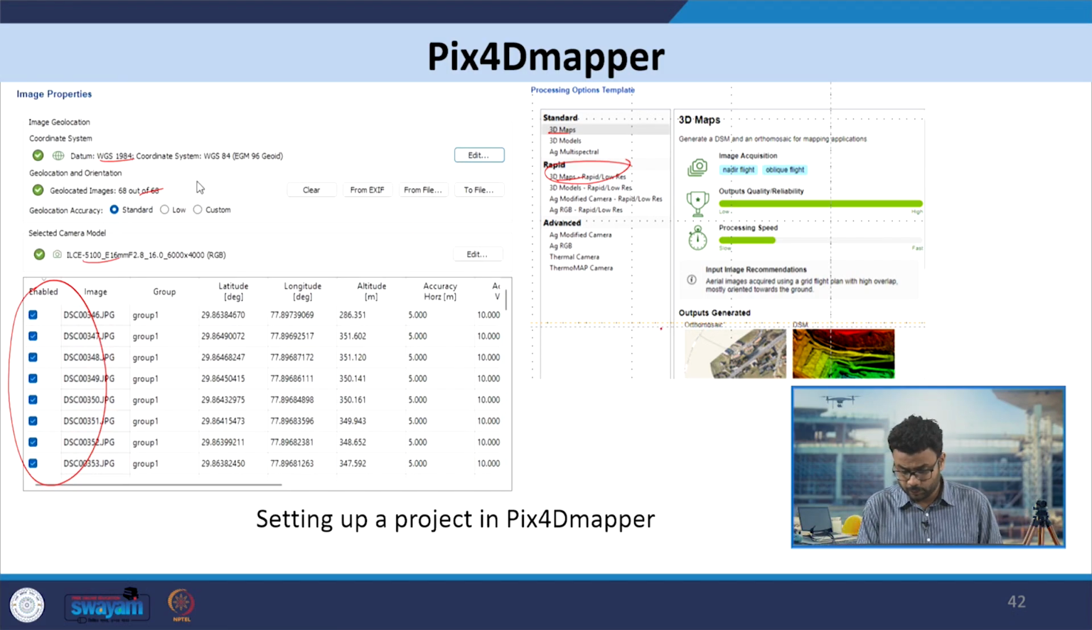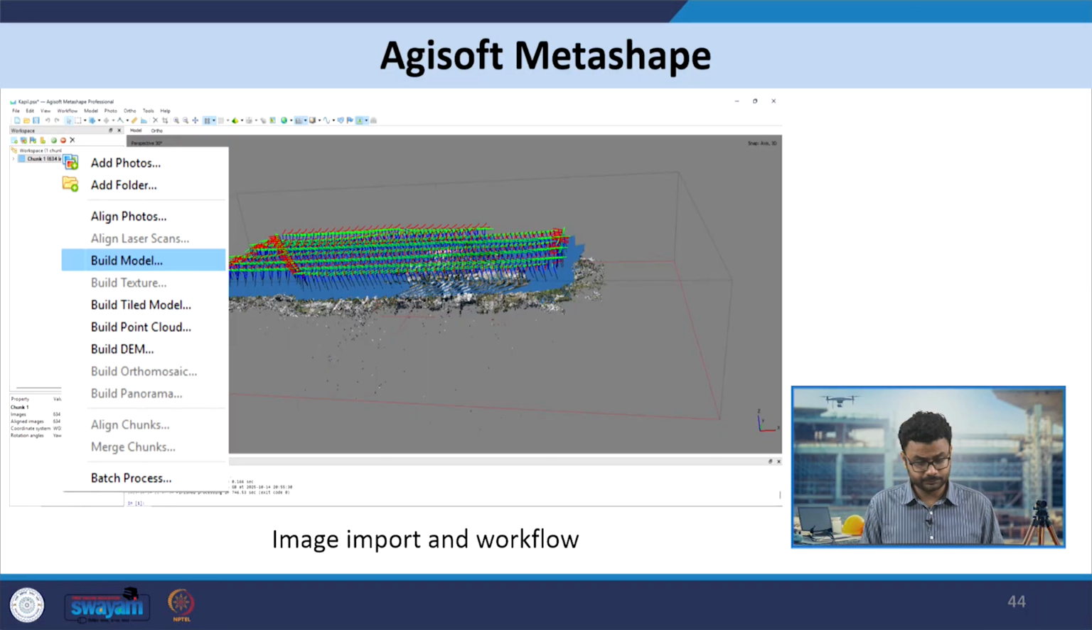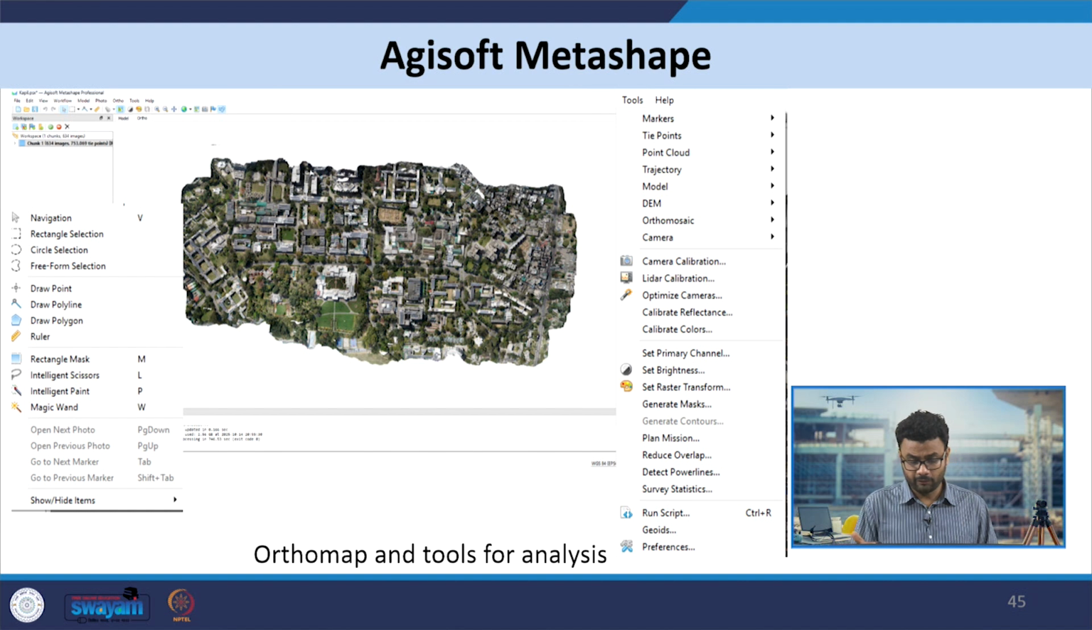Then the outputs that we want to generate, whether it's an orthomosaic or digital surface model. So we can select all that. Then these are the results from Pix4D Mapper. This is the image alignment, there is a point cloud, there is an orthomosaic. Similarly, we have Agisoft Metashape, where images can be imported and aligned and models can be built on top of that. So again, we have the option of the DEM, orthomosaic and point cloud.